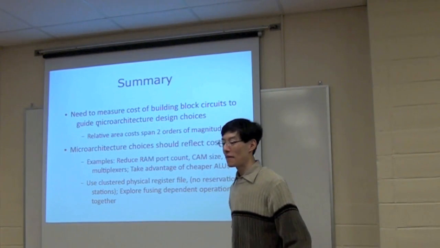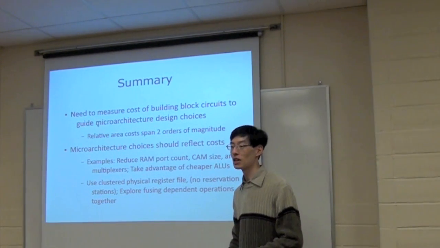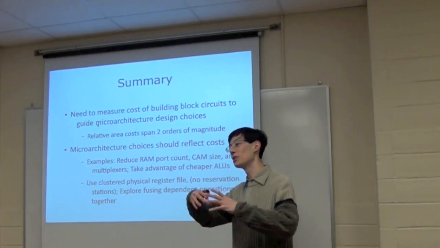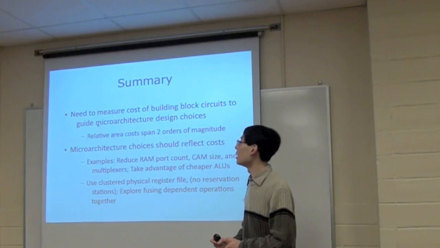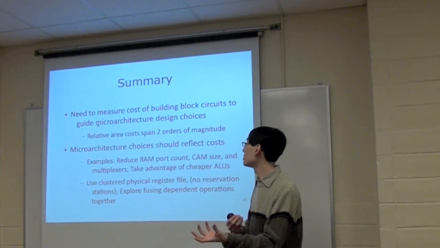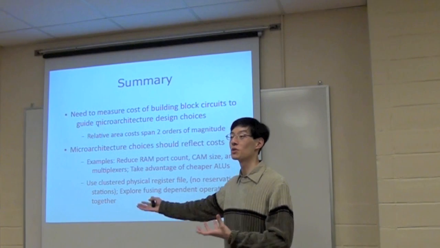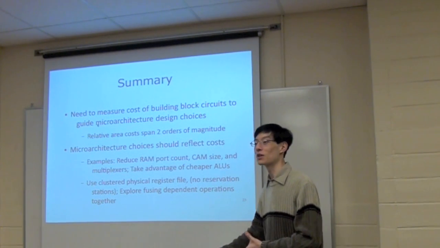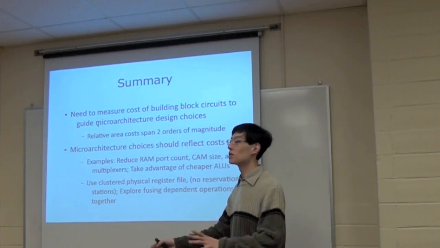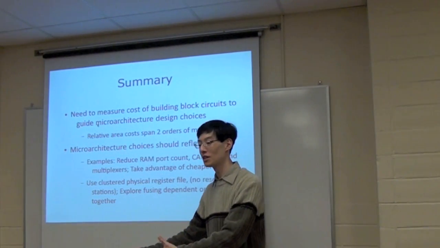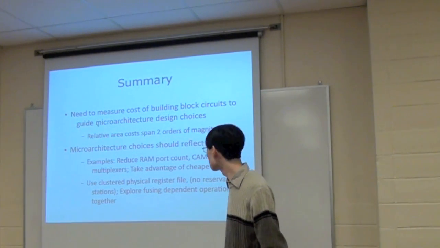So in summary, we need to measure the cost of building block circuits in order to guide microarchitecture design choices. Simply knowing the overall difference between substrates isn't quite enough. We need to do this because the relative area cost between different types of building blocks varies by up to 2 orders of magnitude. So it does have a significant impact on microarchitecture. And we also saw a few examples of how the microarchitecture could be changed to mitigate the FPGA substrates' unique properties.